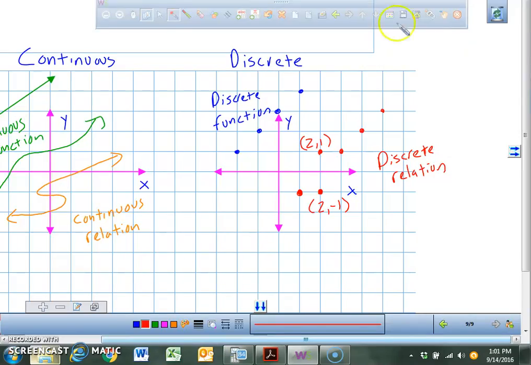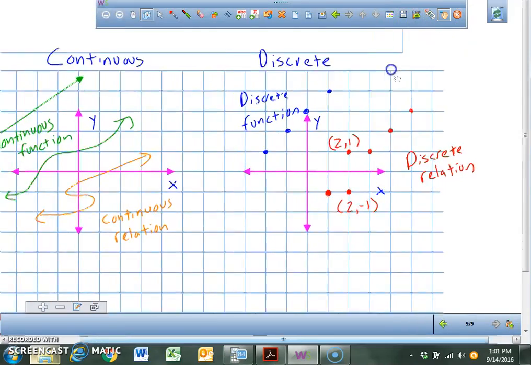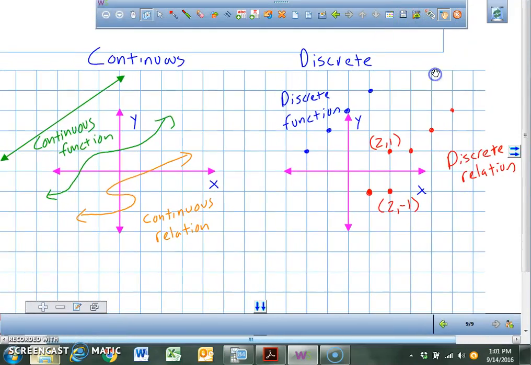So understand, if I ask you to tell me whether something is continuous or discrete, I also want you to tell me, is it a discrete function or a discrete relation? Is it a continuous function or a continuous relation? So be specific in your identification of what's going on in a graph. That's what I'm asking. We're going to be working on this tomorrow.